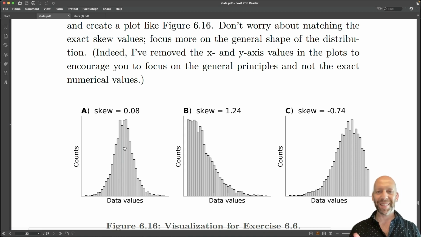Of course, due to just chance, random sampling variability and noise, it's not going to be exactly 0, but that's fine. Very little skew. Here we have a data set, random numbers with a positive skew, random numbers with a negative skew. So I would like you to devise a way to use the Fisher-Z transform to create data distributions that look like this.